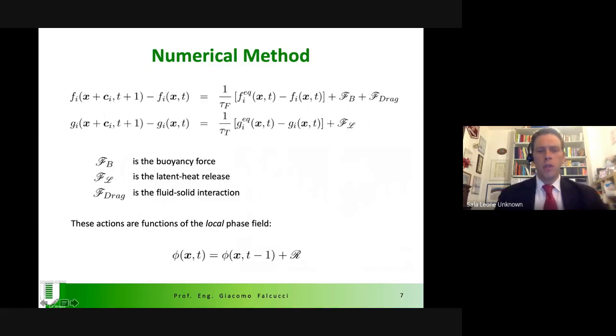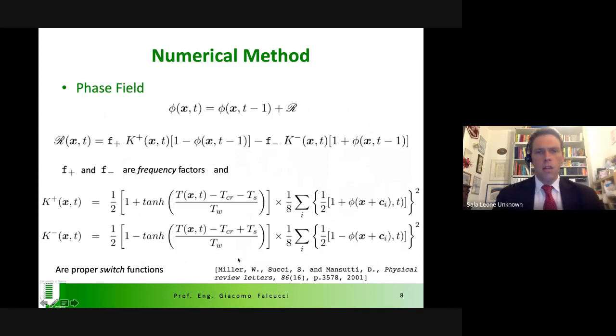In the phase field equation, we have this term, which is basically a reaction rate, equal to the derivative in time of the local phase field. So R has this expression. We have taken these equations from the seminal work by Sauro in 2001, a PRL with Dr. Miller and Dr. Mazzutti, in which they proposed for the first time this approach for crystal growth. In this equation, you see that the reaction rate has different terms.